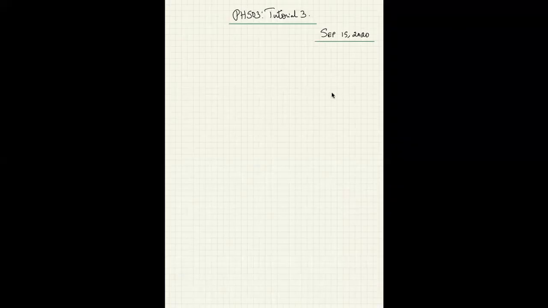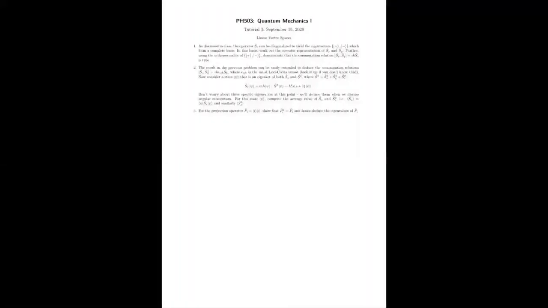So let's quickly go through the problems in tutorial 3, and I will sketch the solutions for you. The first problem deals with operators. Well, all of them deal with operators in some sense. The first problem is designed to give you some practice in constructing operators. The second problem is designed to give you some experience with calculating expectation values and so on and so forth.